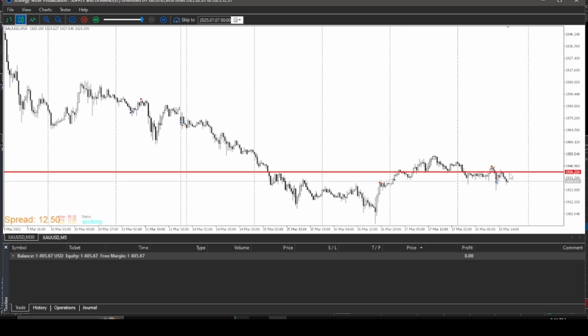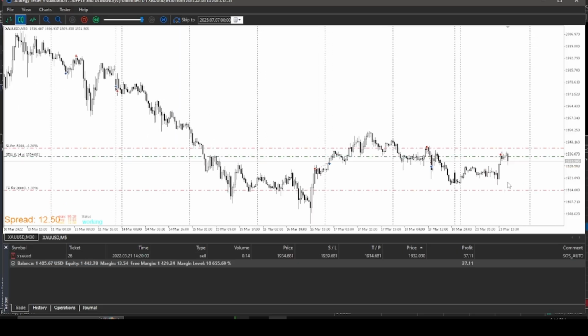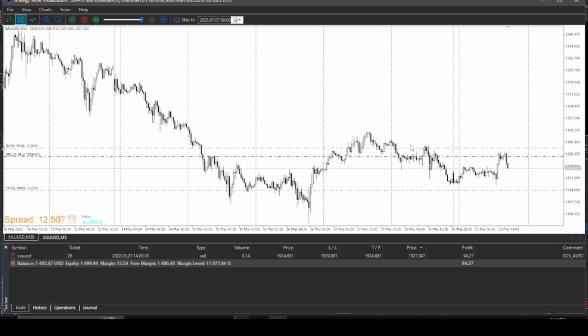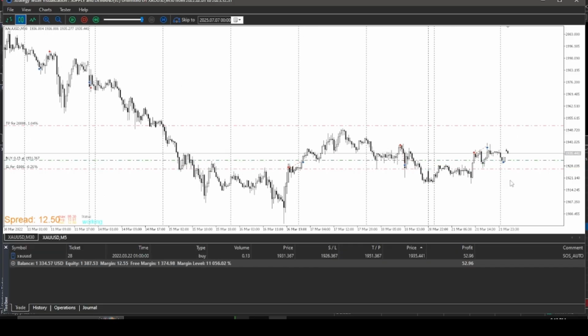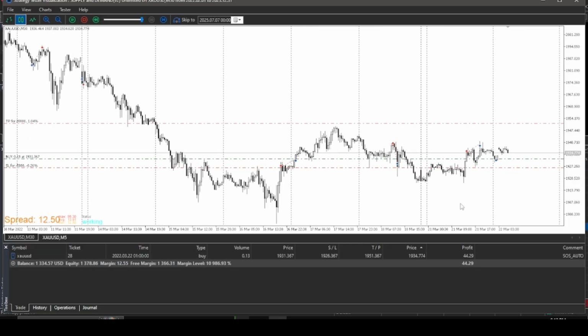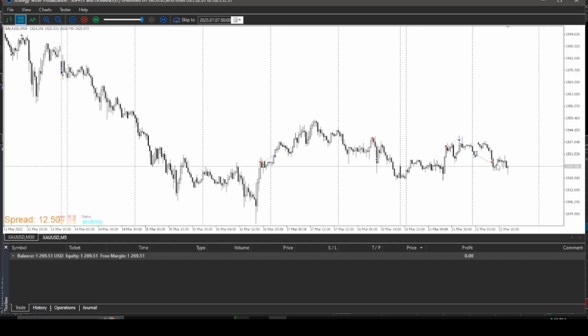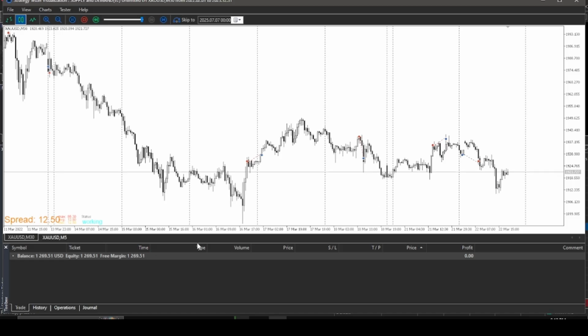Okay, so we have a new supply zone here. Okay, we've taken a sell. Let's see. You can see that also we got rejection candles at this zone. All right, taking a loss also. So we have a new demand zone here. All right, taking a buy. Okay, we've taken a loss also. So let's see. We are still profitable in the long run.